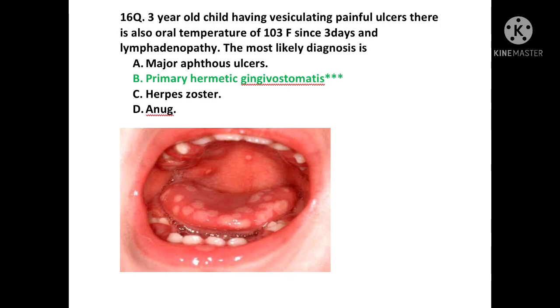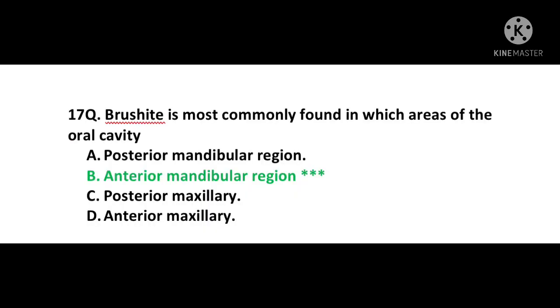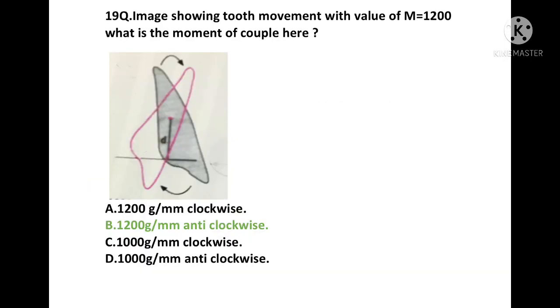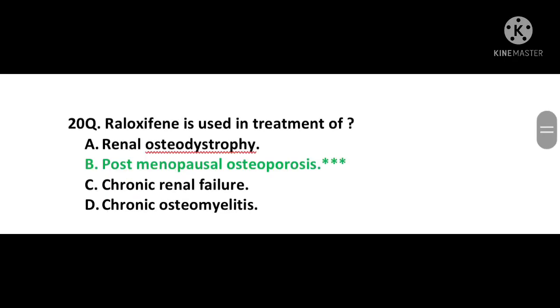Here in this question, the important key points are temperature of 103 degree Fahrenheit, lymphadenopathy, and also child patient. Brucite is most commonly found in the anterior mandibular region, lingual surface. Check out this sequential arrangement. This was also one of the repeats from the ortho. Raloxifene is used in the treatment of postmenopausal osteoporosis.